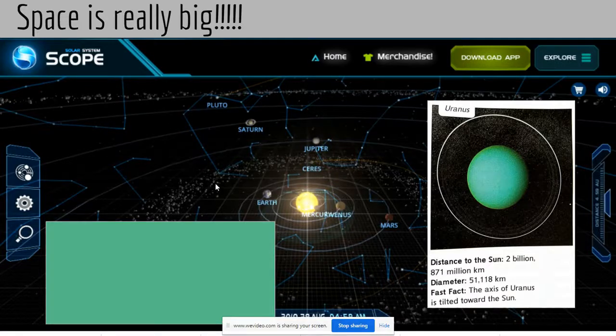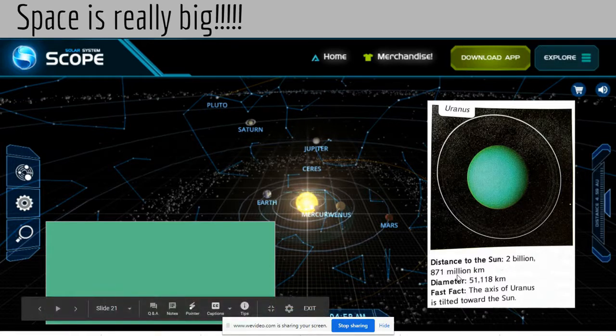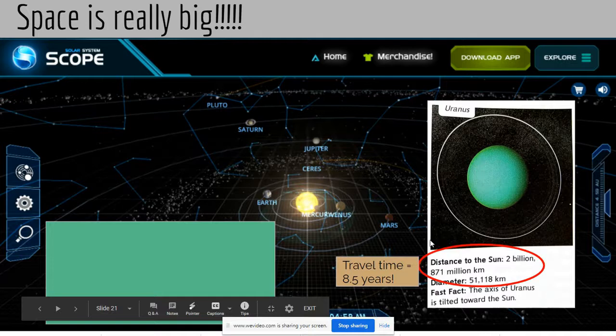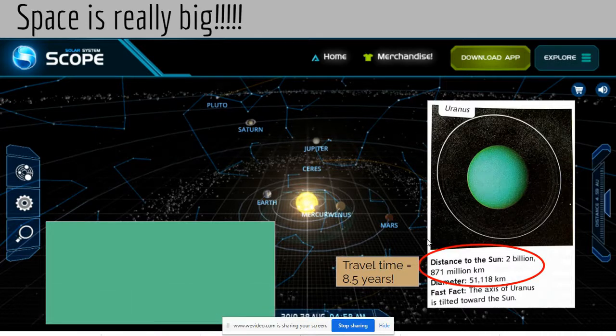You see, let's take, for example, Uranus. Uranus is 2,871,000,000 kilometers from the sun. We found that to be, I think, 19.1 AUs, which is pretty big. In fact, it would take 8.5 years for us to travel to Uranus. So it's going to take a long time for us to find life if we wanted to travel to Uranus. I mean, if you left now, you would be basically a senior in high school or just out of high school by the time you got there.